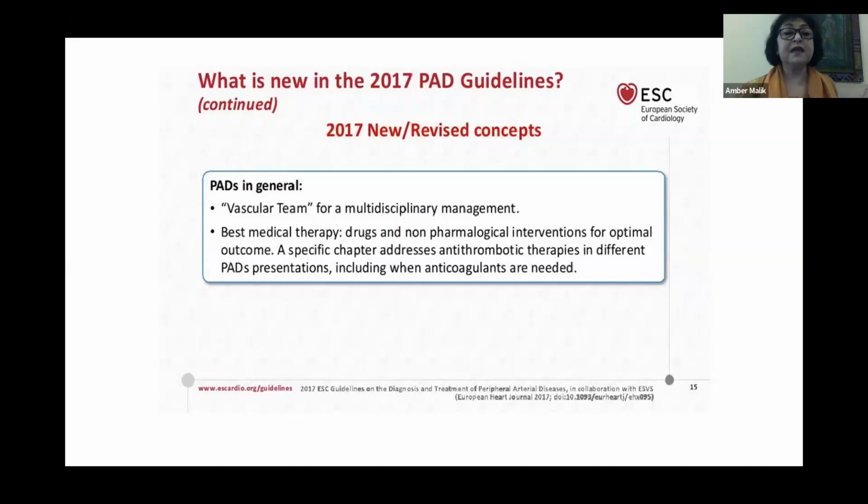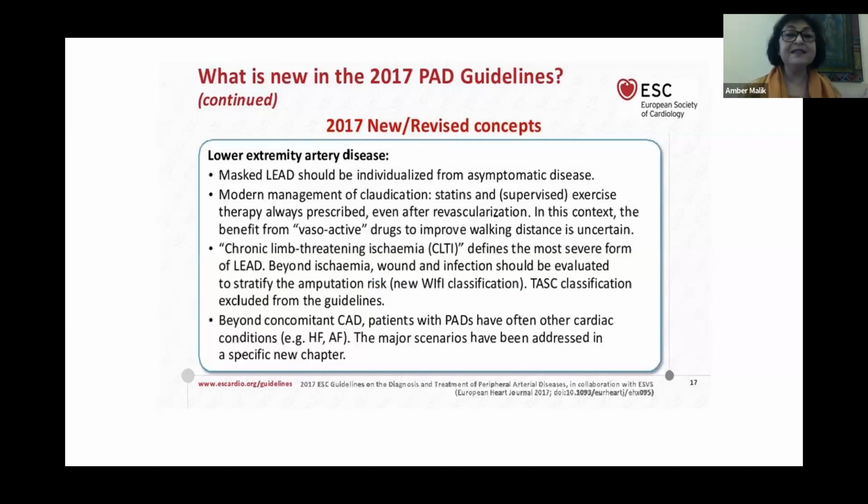So the new revised concept is that of a vascular team, the orchestra I talked about earlier, with best medical therapy, which is drugs and non-pharmacological interventions for optimal outcomes. And then masked disease should be individualized from asymptomatic disease. Modern management of claudication involves statins and supervised exercise therapy. It must be underlined again and again how important exercise therapy is. Just like cardiac rehab, you must have leg rehab. In this context, the use of vasoactive drugs that sometimes you see is quite uncertain. CLTI defines the most severe form of disease, and beyond ischemia, the new WIfI classification should be used to stratify the amputation risk. The TASC classification has been excluded from the guidelines.